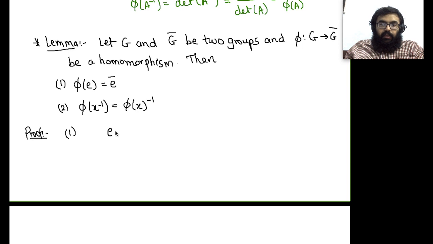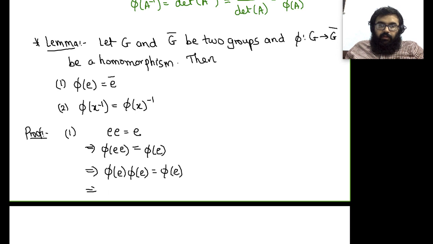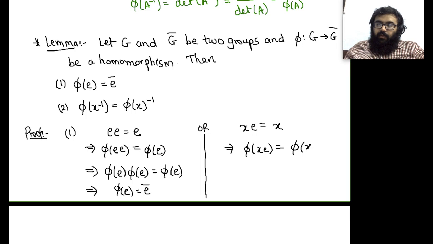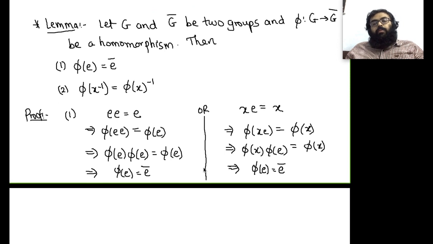So either we can take EE equals E, and this implies phi of EE equals phi of E. Because it is a homomorphism, phi of E times phi of E equals phi of E, and cancel phi of E in G bar by the cancellation law, so phi of E equals E bar. Or we can take XE equals X for any X, apply phi, phi of XE equals phi of X, and use the fact that phi is a homomorphism: phi of X times phi of E equals phi of X. Again use the cancellation law: phi of X is an element of G bar, and G bar is a group, so multiply by phi of X inverse, so phi of E equals E bar. Any of these two arguments you can give.